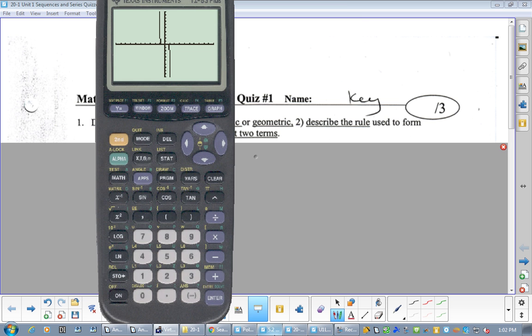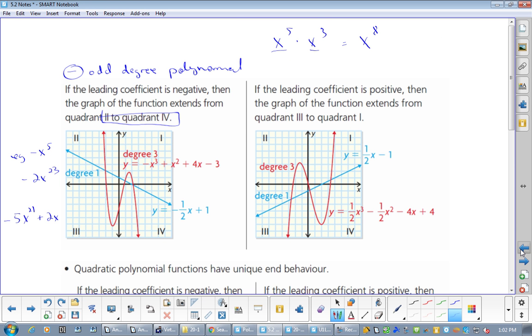Okay, where am I? I'm lost. Oh no, I'm here. Okay, so do you see how degree 1, degree 3, those are what kind of degrees? What are 1 and 3? What kind of numbers are those? Odds. And since they're starting in 3 and ending in 1, this would be a positive odd degree polynomial.